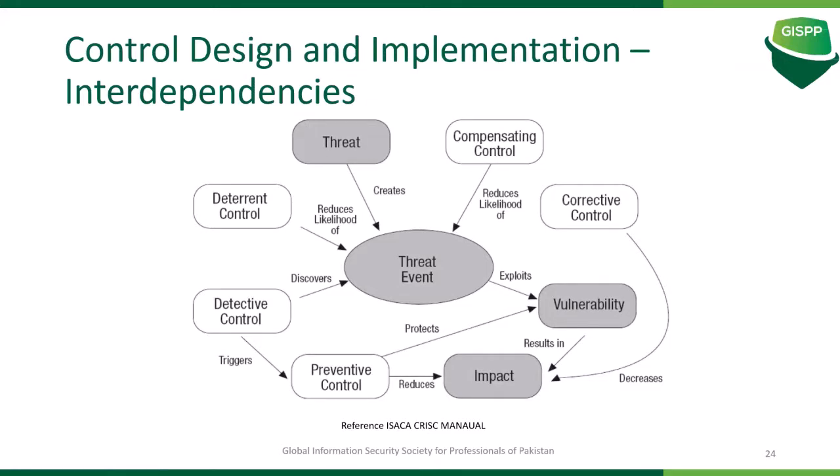Now this simple picture tells us a little bit about each control, how it relates to threat, event, vulnerability and impact. For example, we'll discuss very briefly a deterrent control. What does it do? Does it affect anything on the impact? No, it cannot. It can just reduce the likelihood of the event.